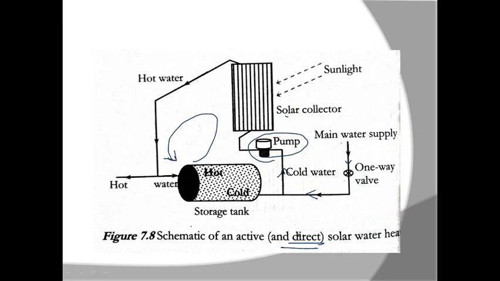So these are the different types of solar water heater. This is the general mechanism of working of a solar water heater. I hope this topic is clear for you.